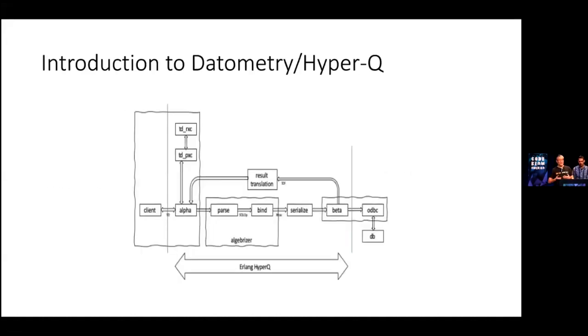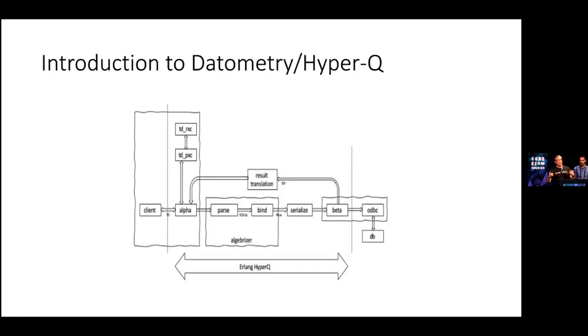So just to make it easier to understand what we'll be talking about, I just want to briefly introduce what we do at Datometry and what our product is. The product is called HyperQ, and at a very high level, you can think of it as a kind of gateway. What we do is that we allow applications that are written to talk to one kind of database, talk to a different kind of database. In particular, we allow clients that were written to use Teradata talk to cloud data warehouses like Google BigQuery or Azure Synapse.